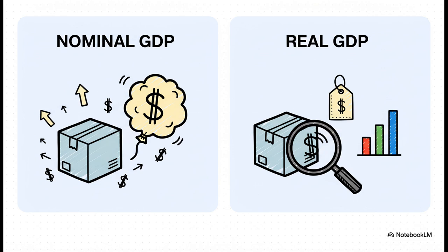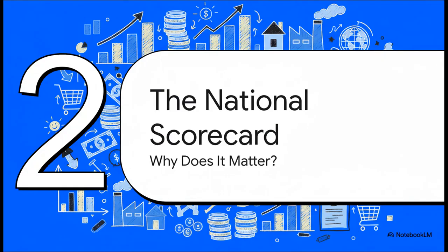That's where real GDP comes in to save the day. It's adjusted for inflation, so it strips out the effect of rising prices. This gives us the real picture of whether the economy is actually growing or not. It's the number that really matters for comparing over time. All right, so that's the what and the how of GDP.